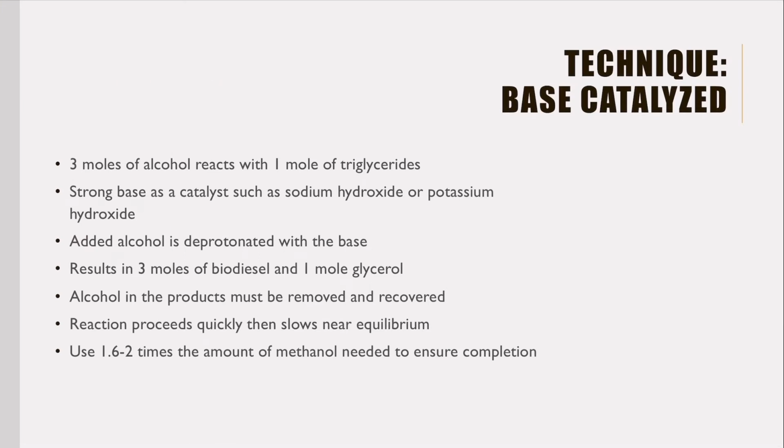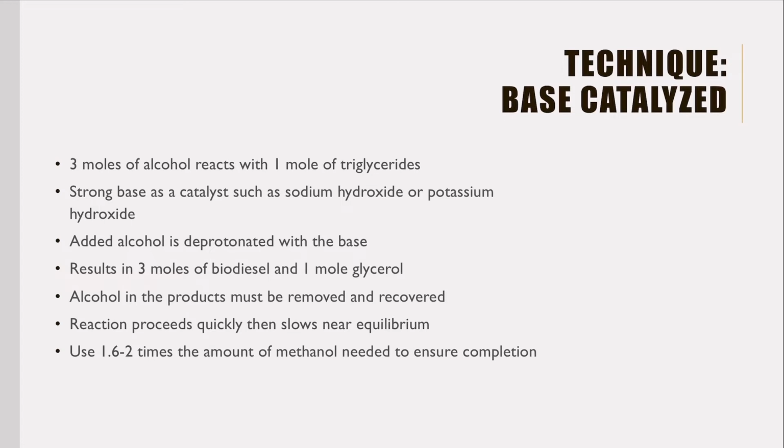Moving on to base catalyzed transesterification. This is one process vegetable oils may undergo to produce biodiesel. 3 moles of alcohol, generally methanol or ethanol, are used since they are the cheapest and most abundant, and react with 1 mole of triglycerides. A strong base such as sodium hydroxide or potassium hydroxide is used as a catalyst. The added alcohol is deprotonated with a base to make it a stronger nucleophile. The result is 3 moles of biodiesel and 1 mole of glycerol. Alcohol will remain in the products and must be removed and recovered.